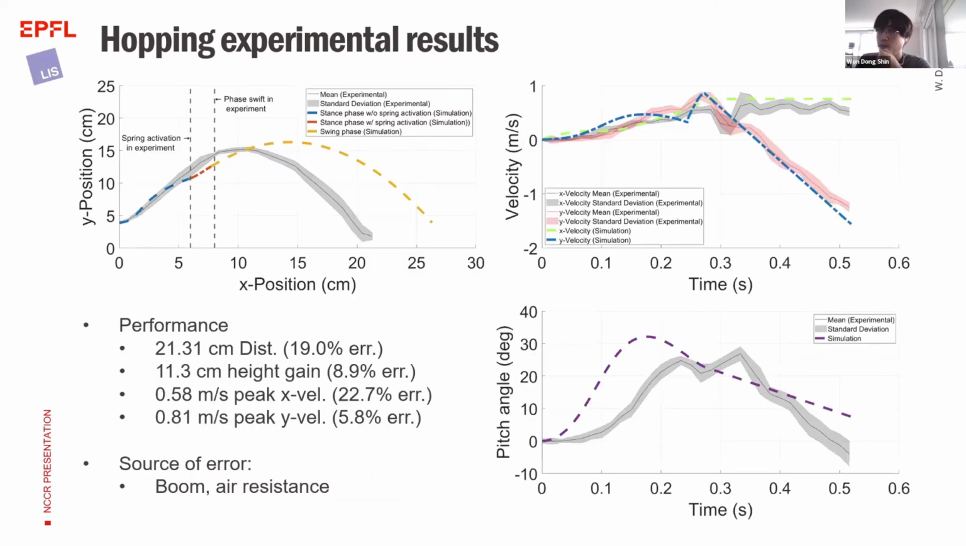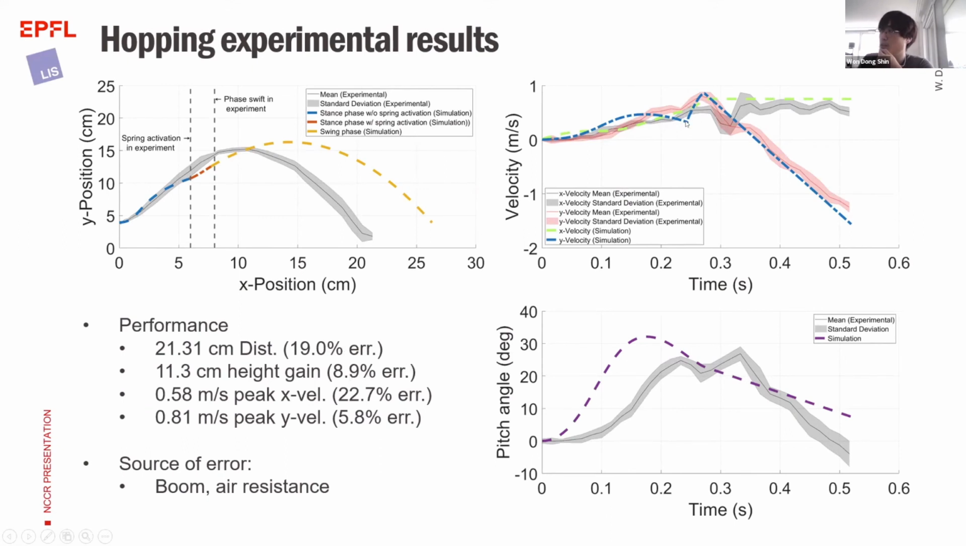So when we compare this experimental data to the simulation, this gray and black line here shows the mean value over 10 trials and also the standard deviation. You can see that the distance traveled was 21.31 centimeters, and that was actually 19% error. But in height, it could gain 11.3 centimeters, and that was 8.9% error.